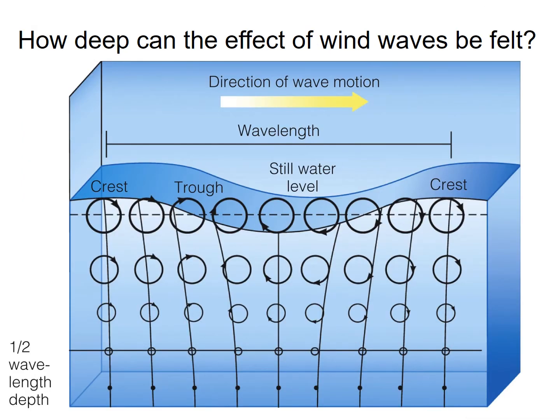How deep can the effect of a wind wave be felt? Again, this is a similar diagram to the last image, with the direction of the wave motion in the same direction. Now you can see the wavelength indicated from crest to crest, and you see all these orbits being drawn in. The depth to which the wave can be felt is half the wavelength.